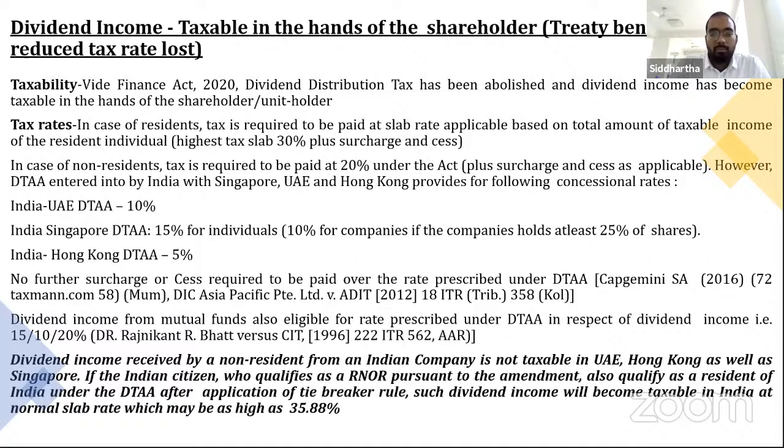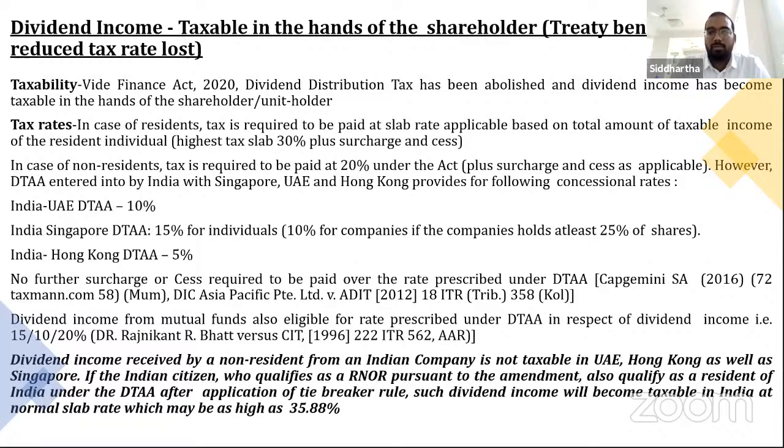Even so, there is a 5% rate in some countries, for example Hong Kong, and India-Slovenia has got a 5% rate. In those cases, the concessional rate of 5% which was available to a non-resident will now not be available due to this amendment because he has become a non-ordinary resident. And he may have to pay tax that may go as high as 35.88%.